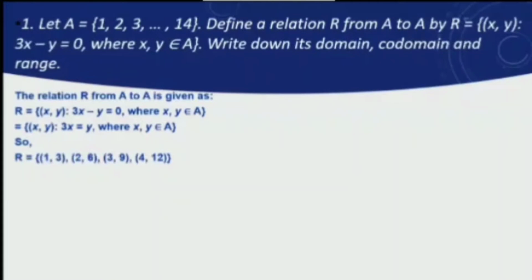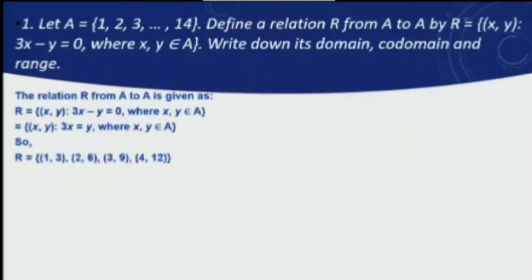If I am taking x equal to 1, then what is my y? 3 into 1, 3. If I am taking x equal to 2, what is my y? 3 into 2, 6. If I am taking x equal to 3, y is 3 threes are 9. If I am taking x equal to 4, my y is 4 threes are 12. Can I take any other number, children? Can I take 5? If I take 5, 3 fives are 15. But 15 is not there in the given set A. A contains up to 14. And here it is given very clearly, both x and y belong to the set A. That you need to remember.